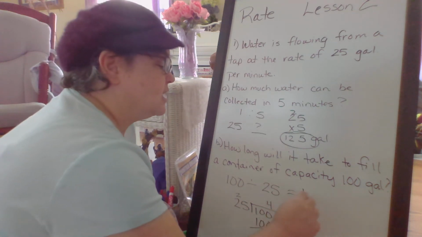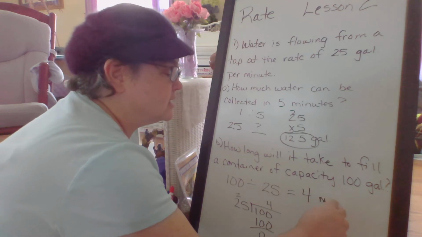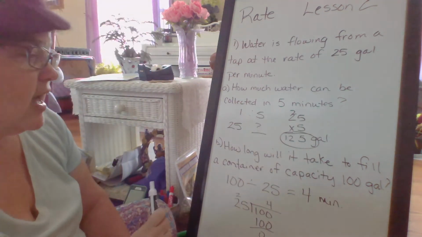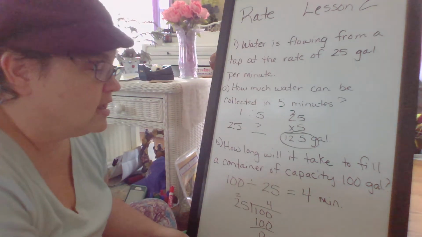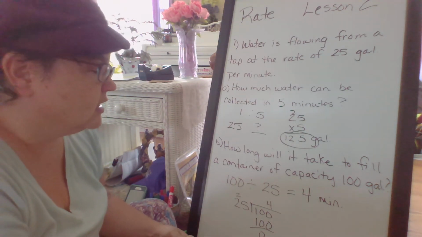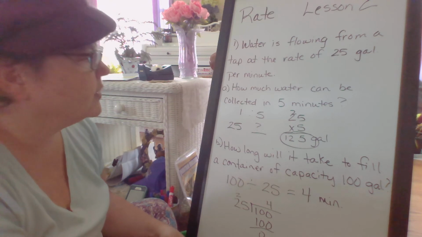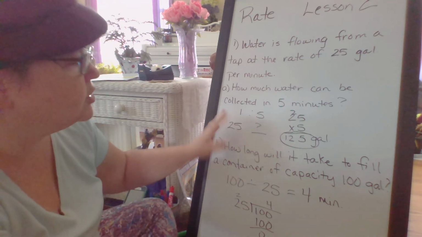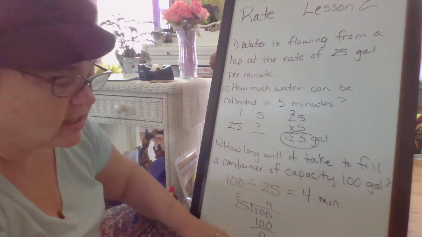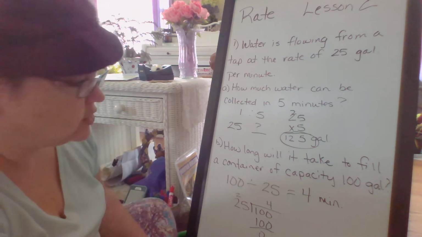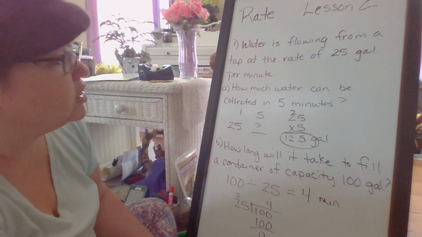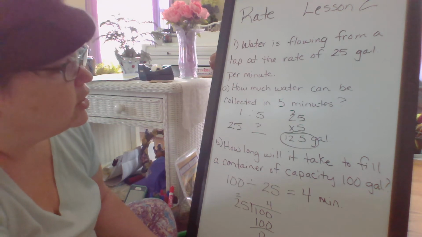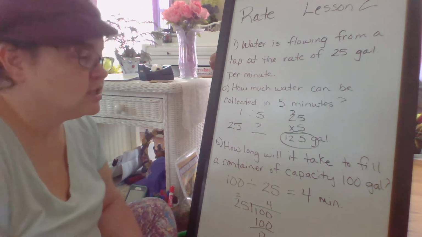So that's going to take us 4 minutes to get 100 gallons, to fill up this container that can hold 100 gallons of water. Okay, so here we had to multiply, and here we had to divide. So depending on what the problem is asking, you're going to have to discern whether you're going to multiply or divide. So let's go on to another one.